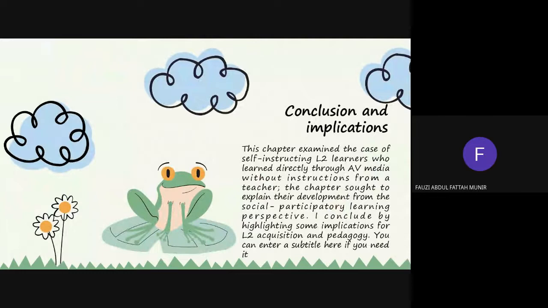Conclusion and implication. This chapter examines the case of self-instructing L2 learners who learned directly through AV media without instruction from a teacher. The chapter sought to explain their development from the social participatory learning perspective. I conclude by highlighting some implications for L2 acquisition and pedagogy.